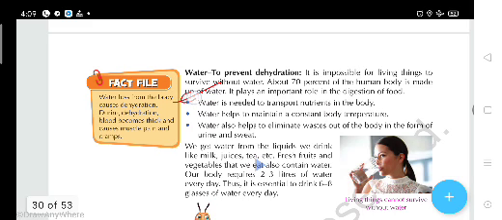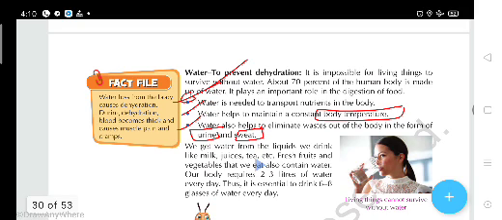So this is the first point. And the second, water helps to maintain a constant body temperature. For maintaining the body temperature we require water, and water also helps to eliminate waste from our body in the form of urine and sweat.